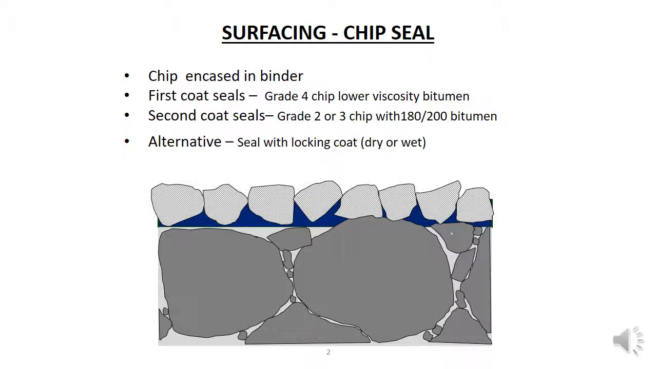Chip sealing starts with laying the binder, which is usually a cutback bitumen or an emulsion, over the surface to be sealed. When the chips are laid, they are rolled. The rolling results in the chips moving over onto their long sides. This causes the chip layer to lock together during rolling.